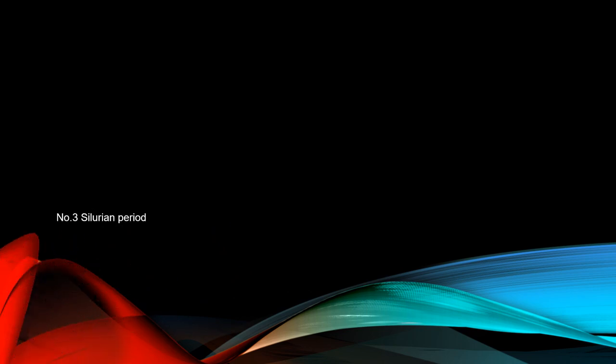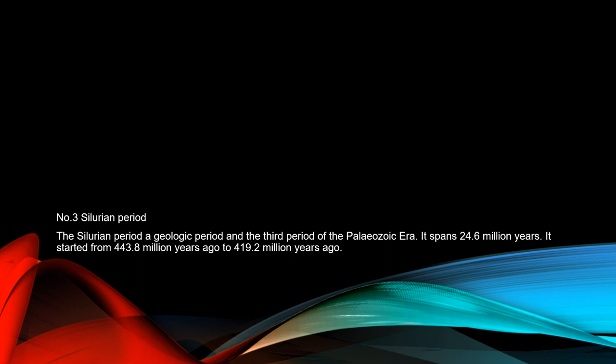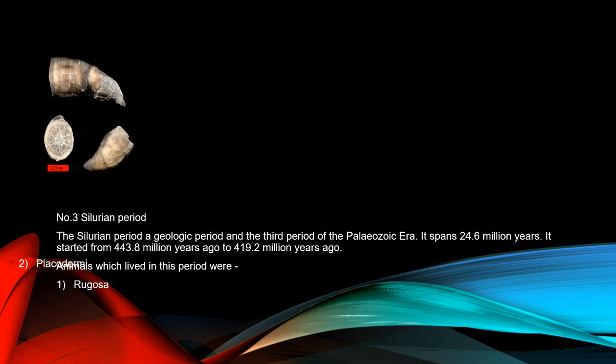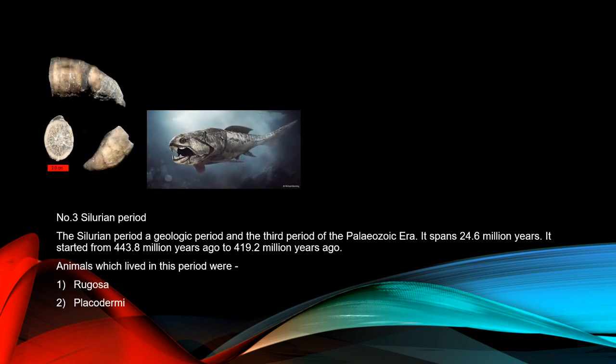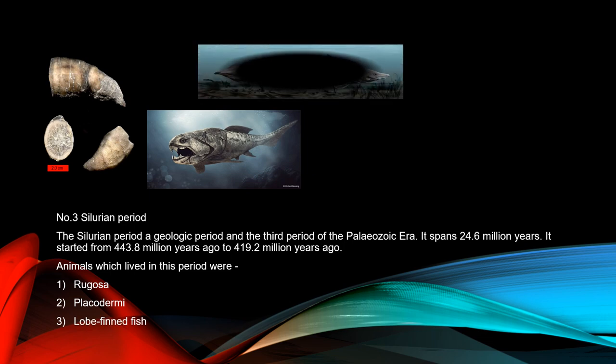Number 3. Silurian. The Silurian period is a geologic period and the third period from Paleozoic era. It spans 24.6 million years. It started from 443.8 million years ago to 419.2 million years ago. Animals which lived in this period were Rugosa, Placodermi, lobe-finned fish, Heterostracans, etc.